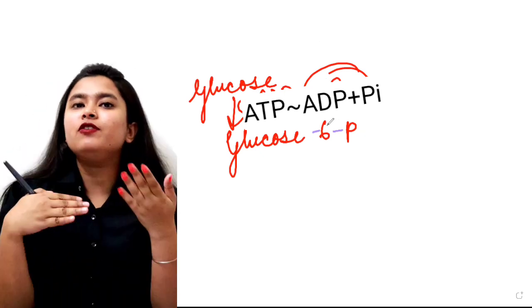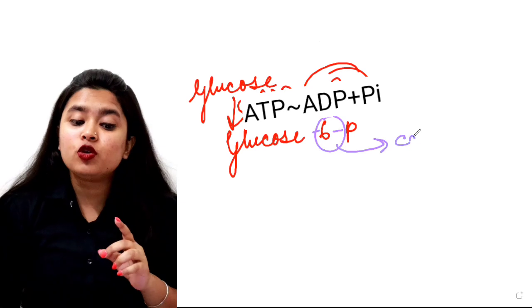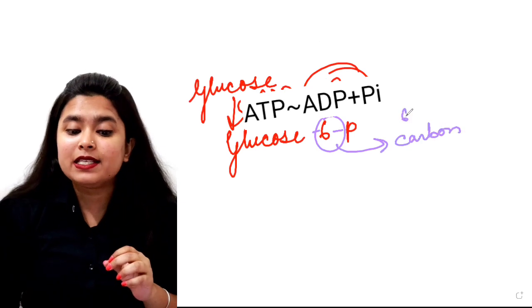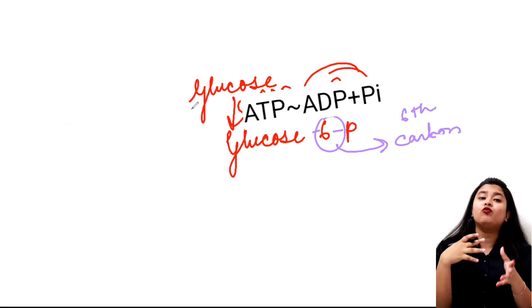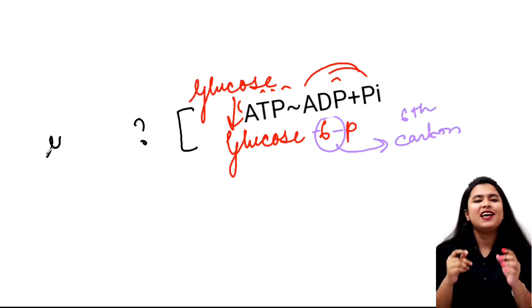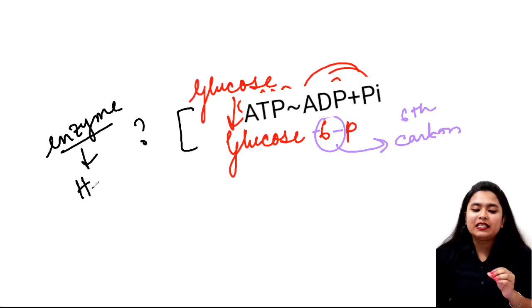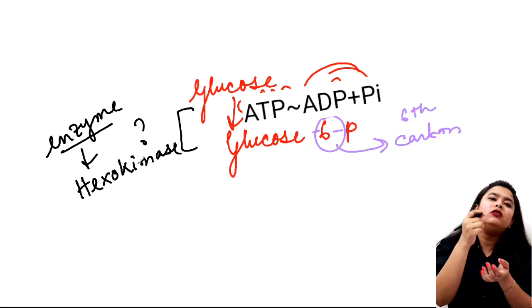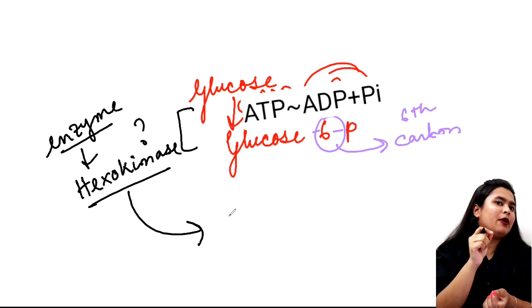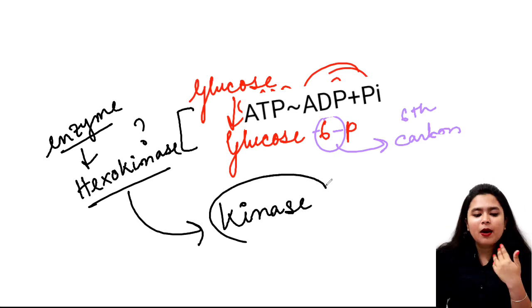Okay, if we study in this way, then we will learn it very quickly if we understand it. Also very important, the enzyme question definitely comes in the examination: what type of enzyme is used in this process? That is nothing other than hexokinase, because hexokinase will help to break that bond and add the phosphate group to the 6th carbon of the glucose. Okay, now coming to the next step.